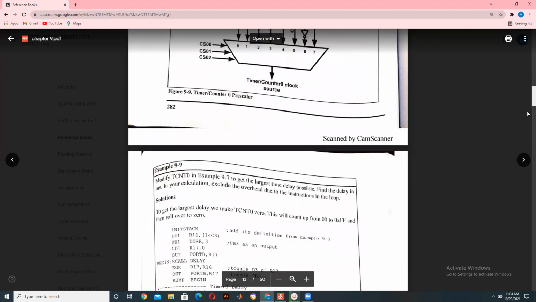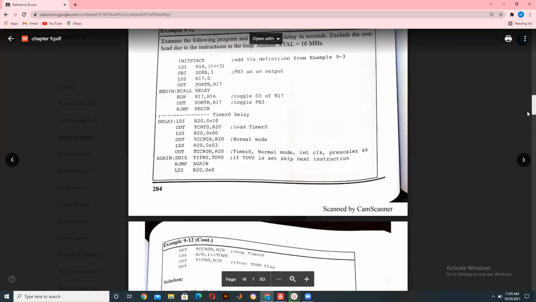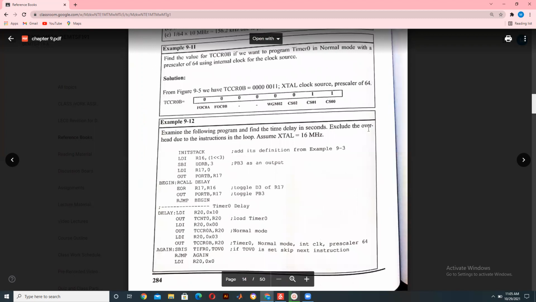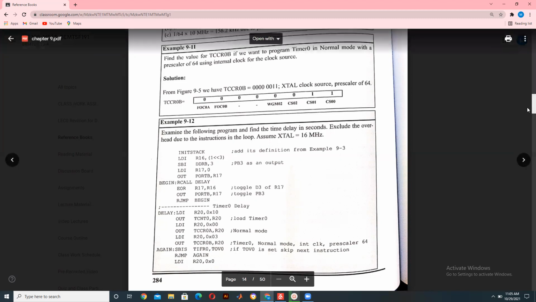Okay, after that we have example 12. Examine the following program and find the time delay in seconds, excluding the overhead due to instructions in the loop. Assume that it is 16 MHz. Now, the same code we are repeating again and again, but now instead R20 is equal to R0 times 10. So this is the program that is given to us, and we have to find the time delay in seconds.